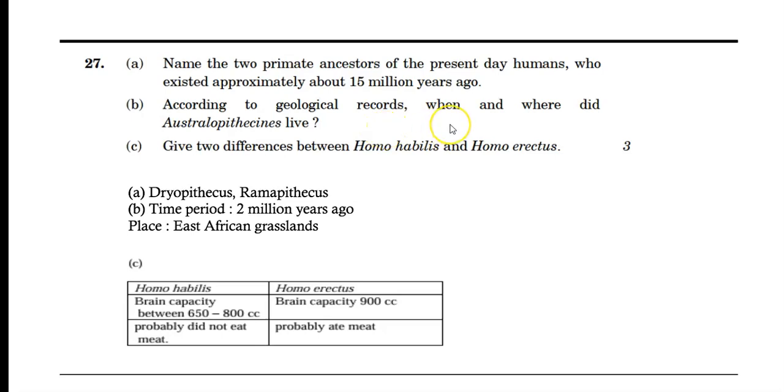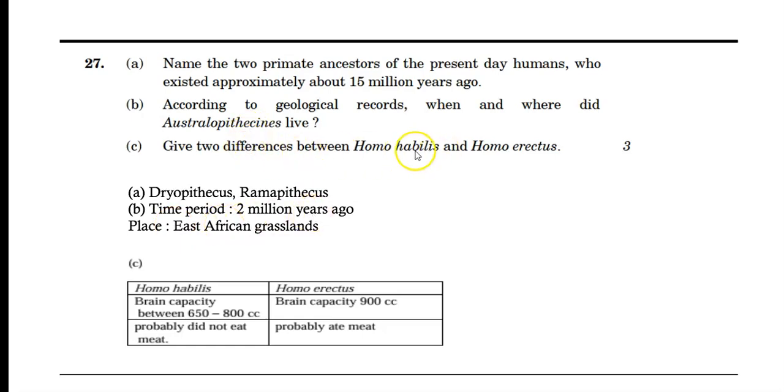According to geological records, when and where did Australopithecus live? The time period, the brain capacity, whatever is given as the characteristic features of these species in the textbook, you have to learn properly. Usually they ask very easy questions regarding it. They don't expect much difference or anything other than the textbook content. So learn it properly. The answer is 2 million years ago, and the place is the East African grassland.